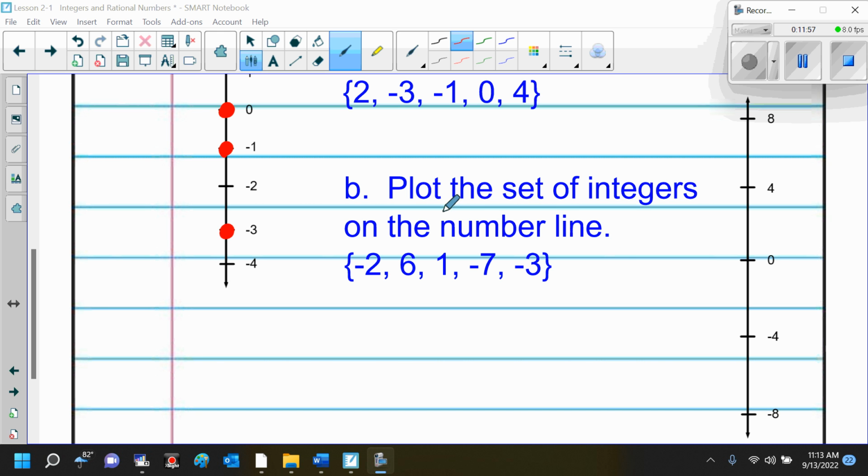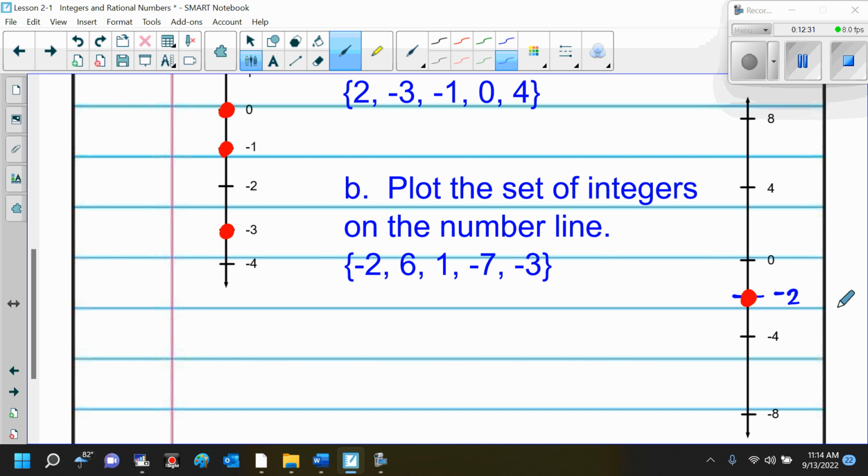So here we want to plot the set of integers on this number line. And so we've got a negative 2. So here's 0. Here's negative 4 down here. Where's negative 2? Isn't it right in the middle, right? So negative 2 would be right in the middle. You can just estimate where you're putting it. So that would be negative 2. Is everybody with me?